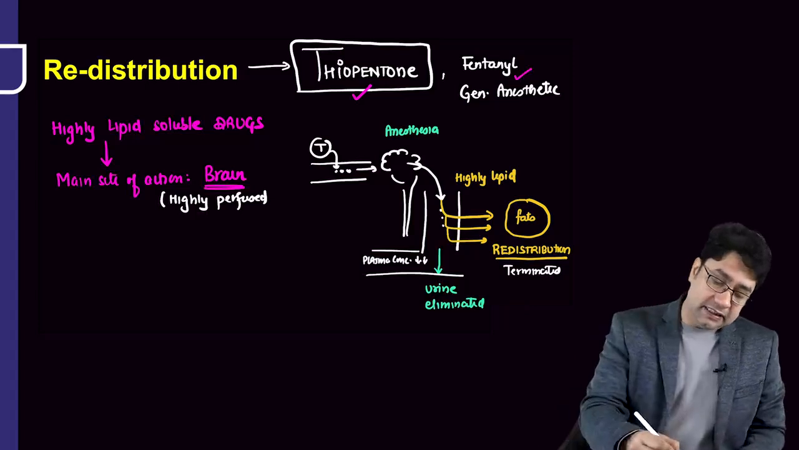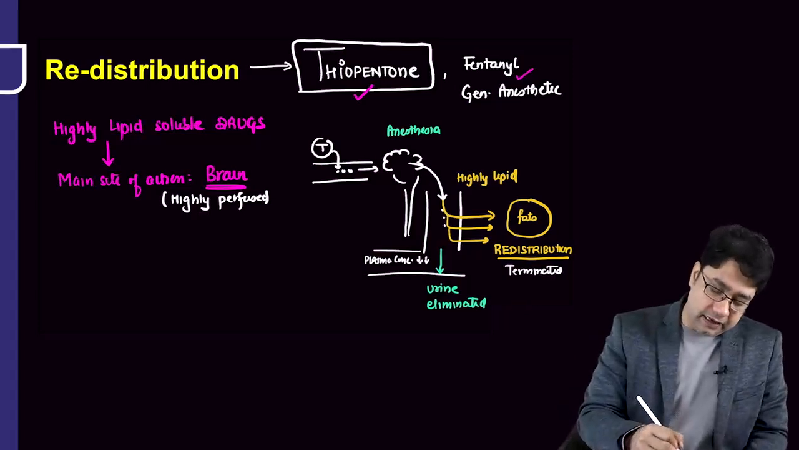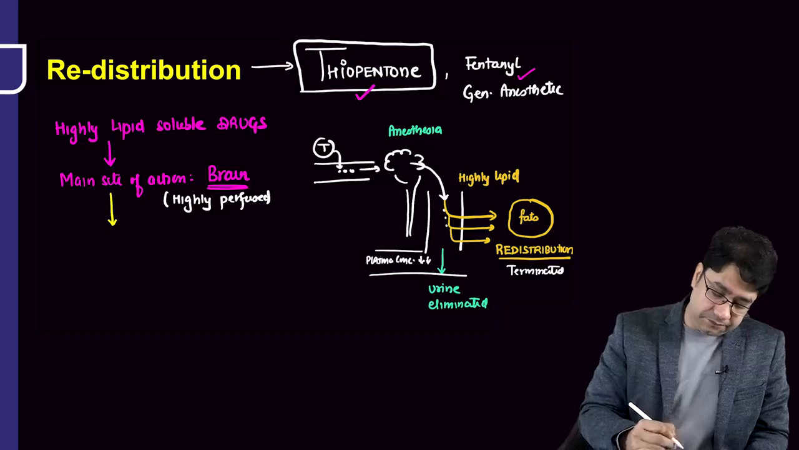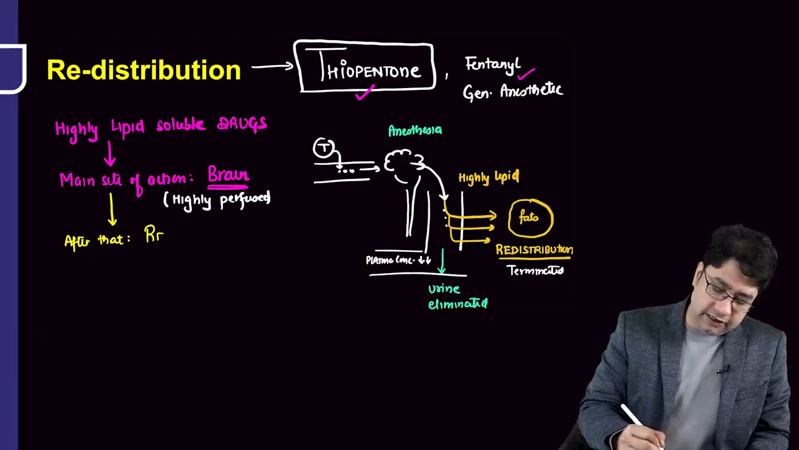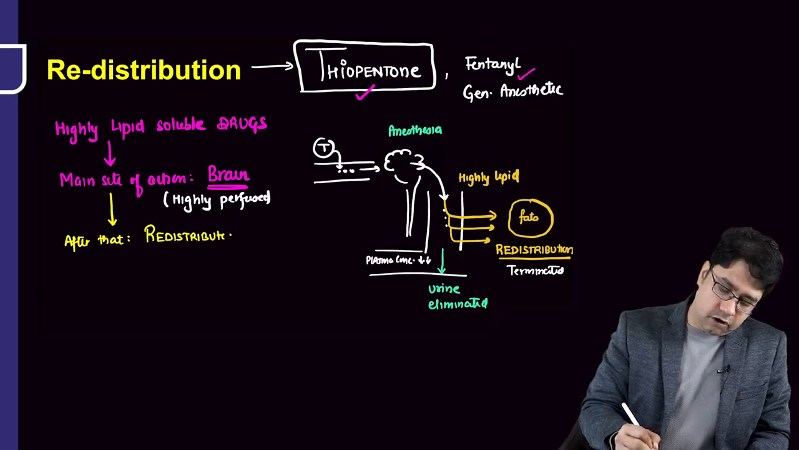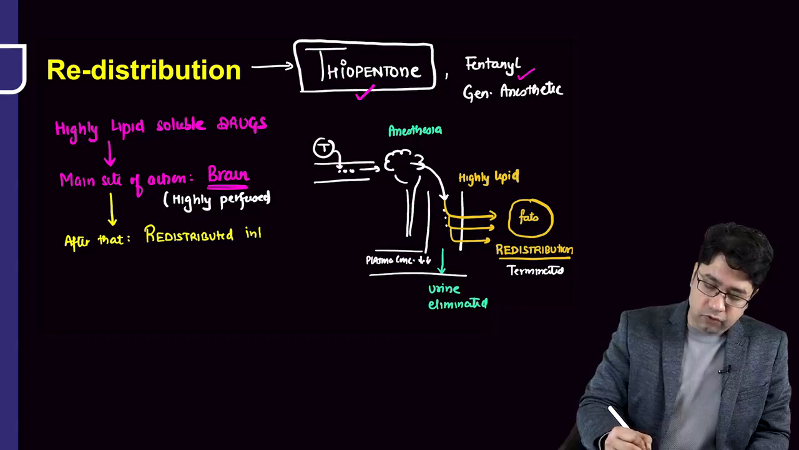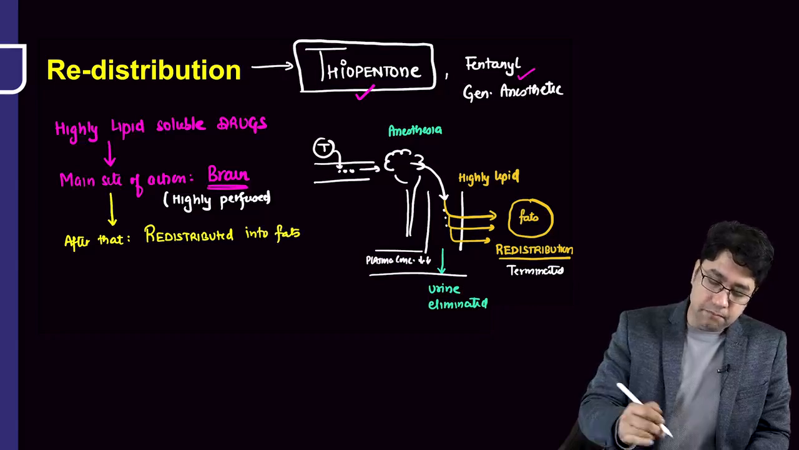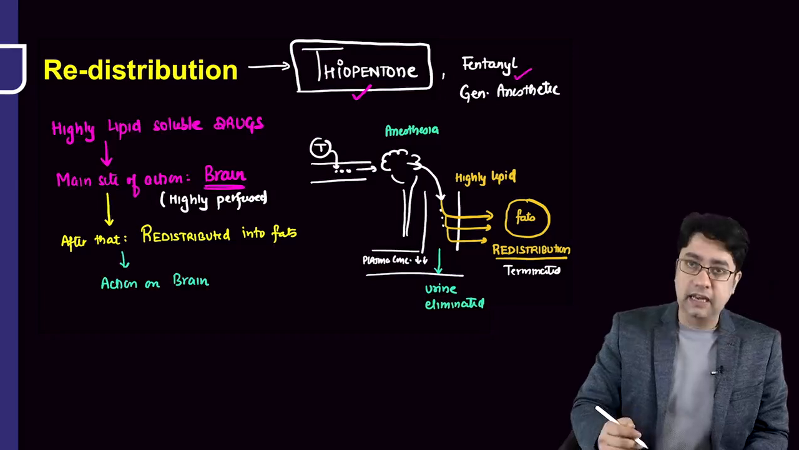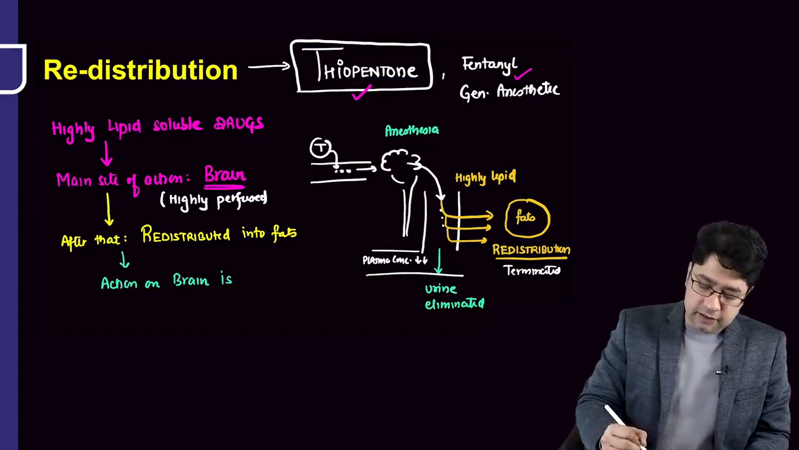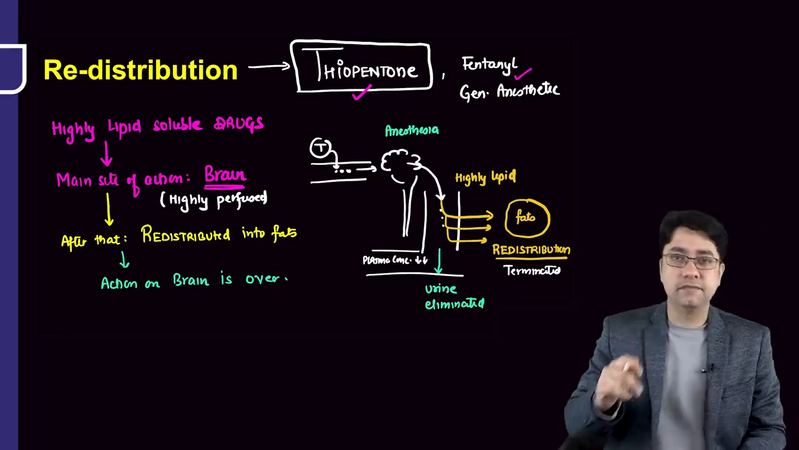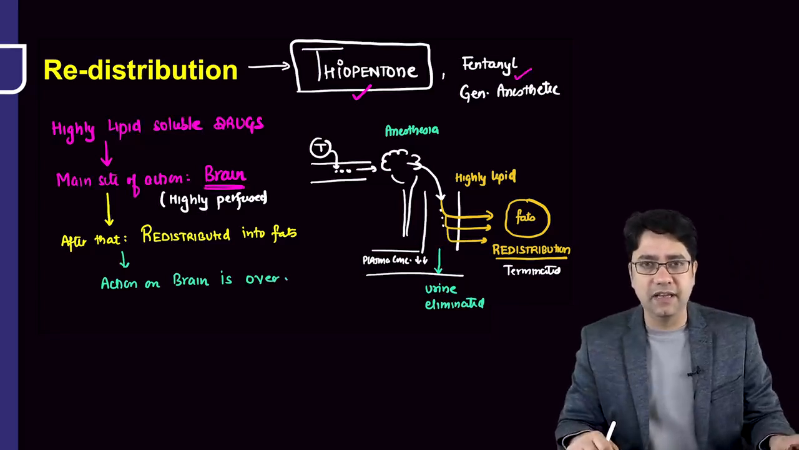Hence, the main site of action of these drugs is brain. After that, these drugs are redistributed or deposited into fats. Because of this reason, their action on the brain is over.